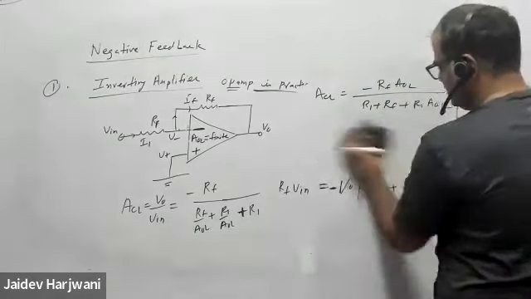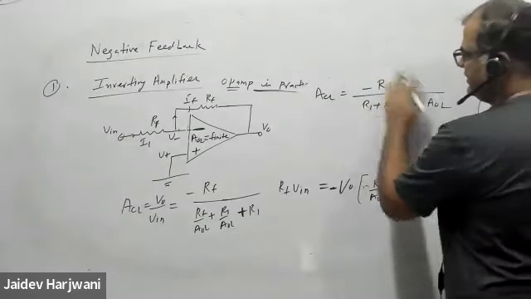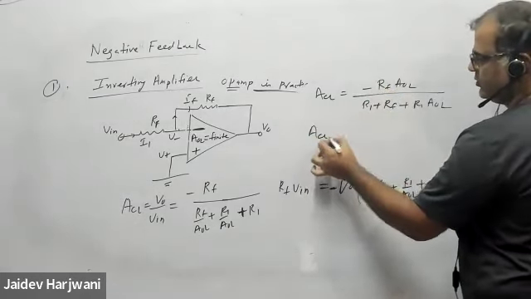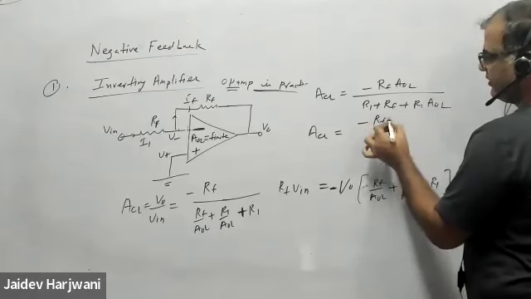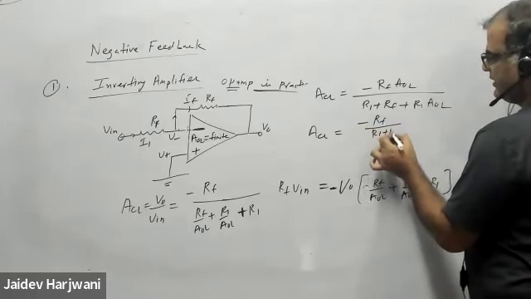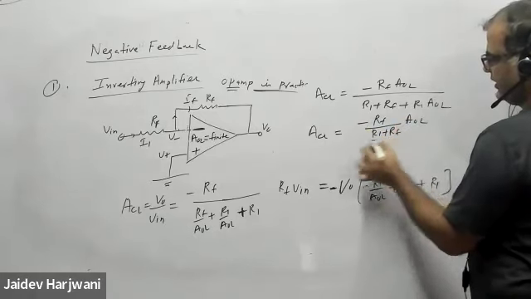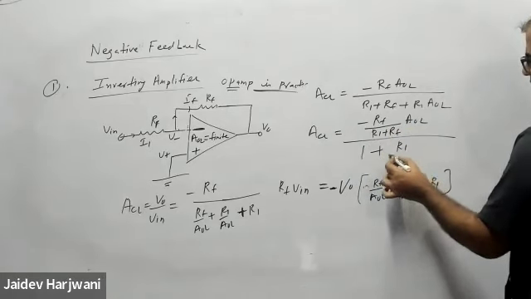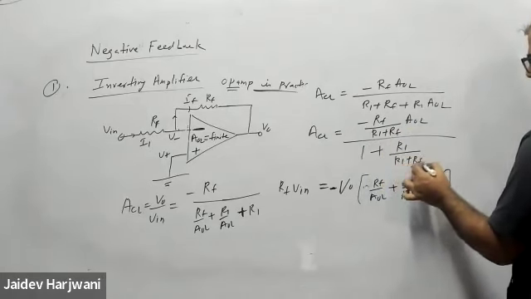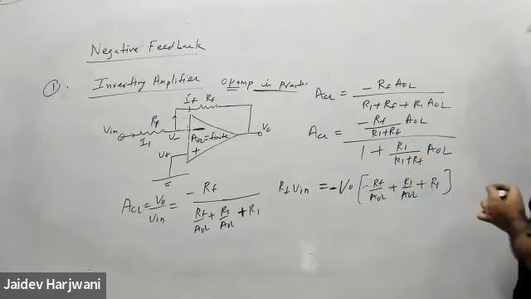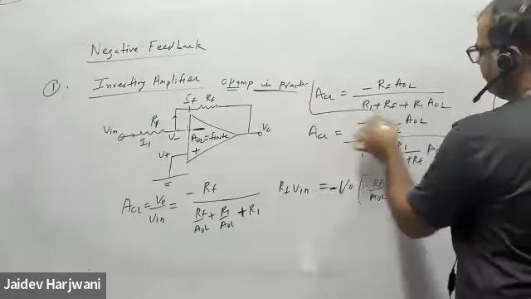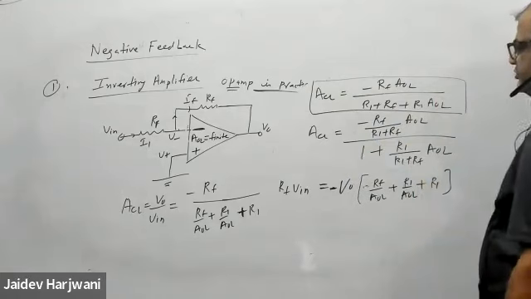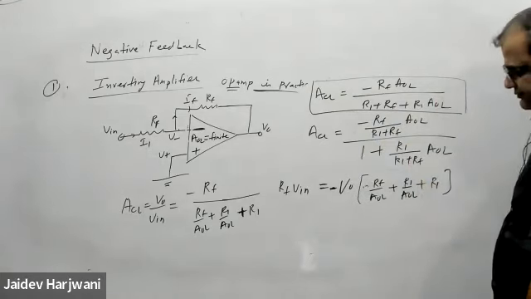And now I am going to divide the numerator and denominator by R1 plus RF. So the closed loop gain I'm writing is minus RF divided by (R1 plus RF), upon 1 plus (R1 plus RF) upon AOL. You can remember this as a formula too, but I want to write it in a simpler form, so I'm dividing by this one.